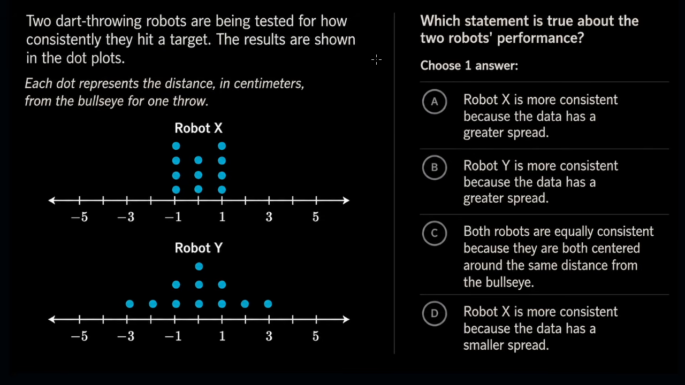So pause this video, have a go at that before we do this together. All right, statement A says robot X is more consistent because the data has a greater spread. So it is true that if something is consistent, it normally has less.